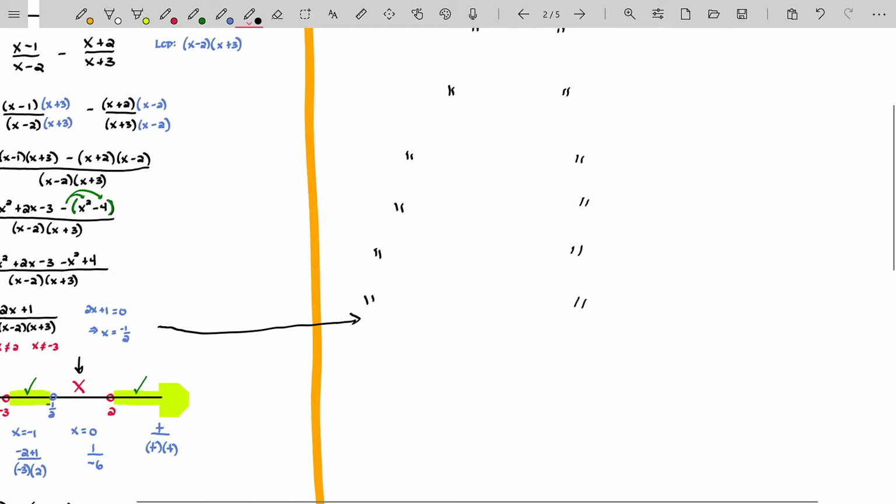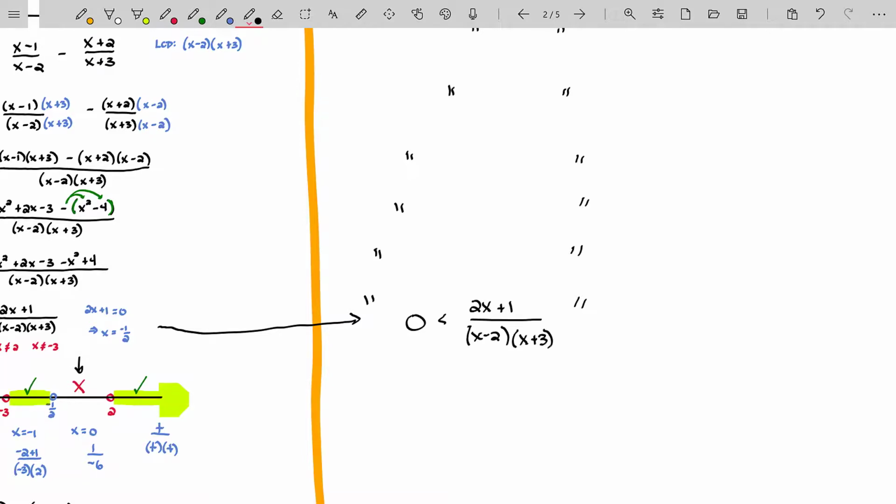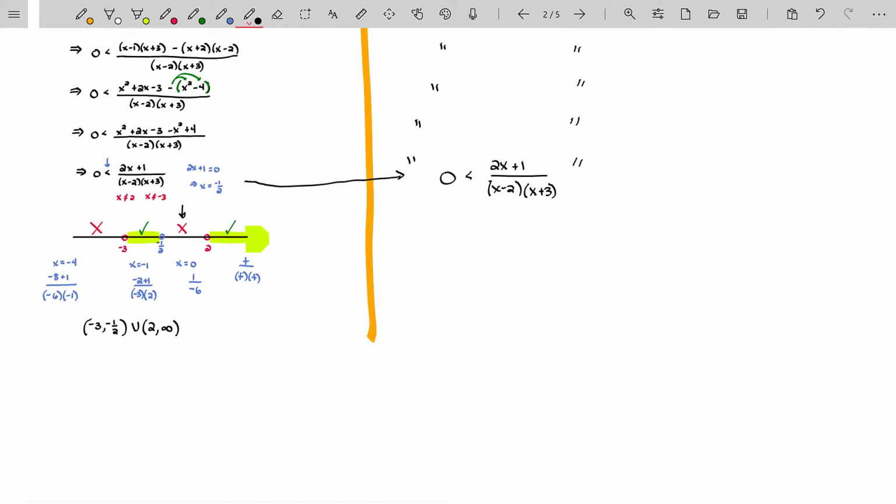You've copied all that and you're asking yourself, when is (2x plus 1) over (x minus 2)(x plus 3), when is that graph above the height of 0? In other words, when is that graph above the x-axis? Now, I just want to show you how fast this can be done.